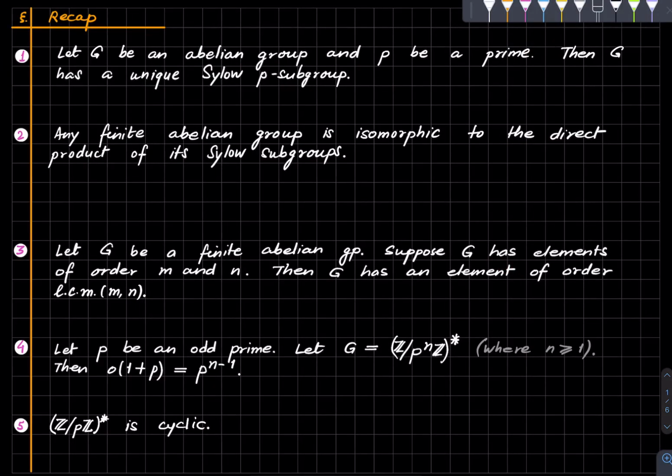Welcome to this lecture series in group theory. In this lecture, we'll be proving Gauss's theorem, which says that the group (Z mod p^n Z)* is cyclic if p is an odd prime.